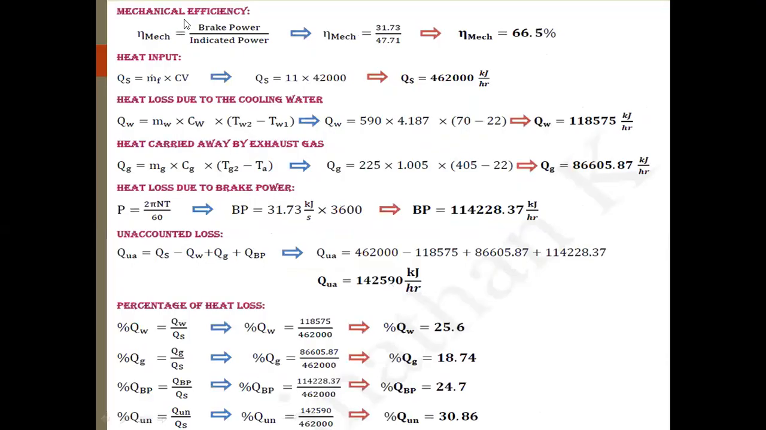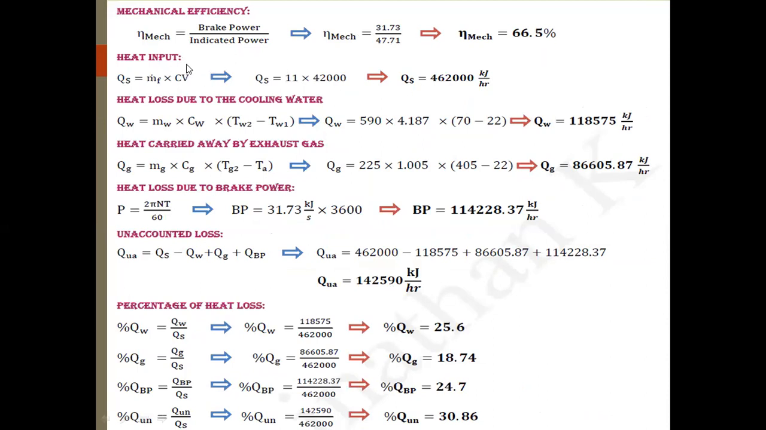Next we can find the mechanical efficiency. Generally, the mechanical efficiency is the ratio of brake power divided by the indicated power. The brake power value is 31.73 and the indicated power is 41. So finally we find the mechanical efficiency is 66.5%.